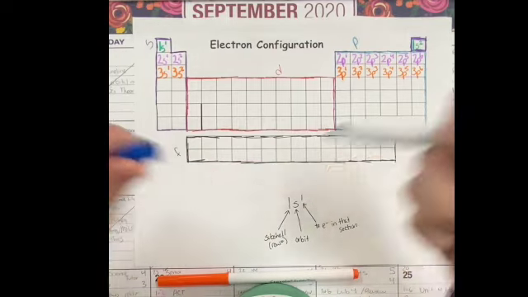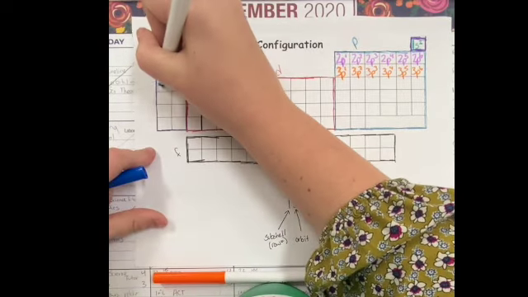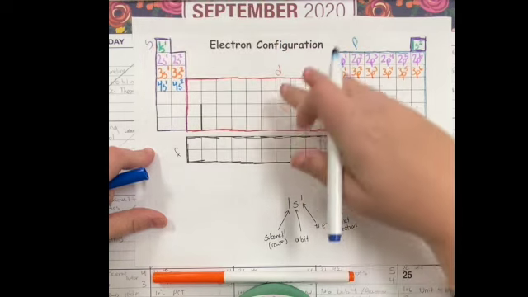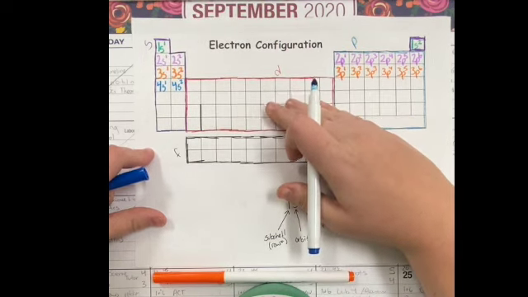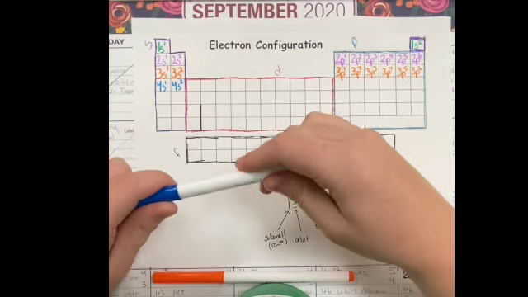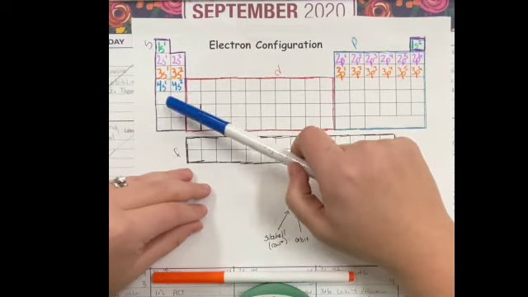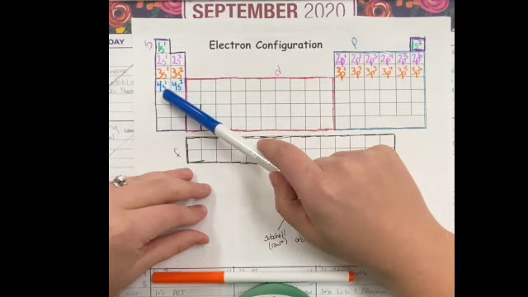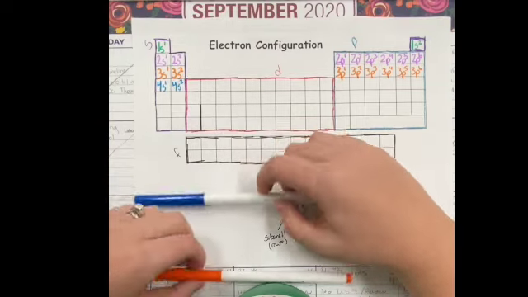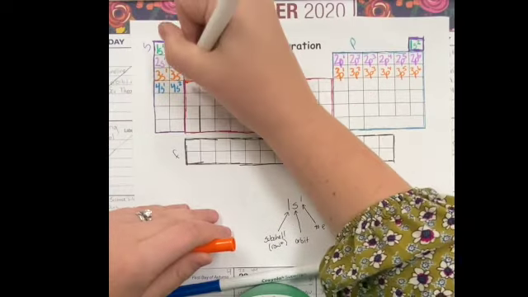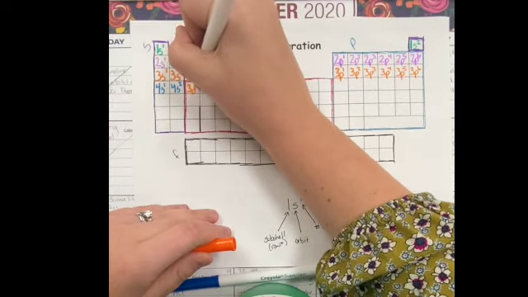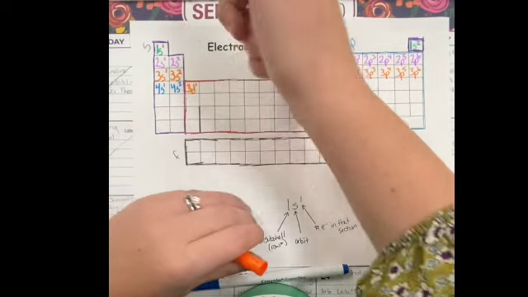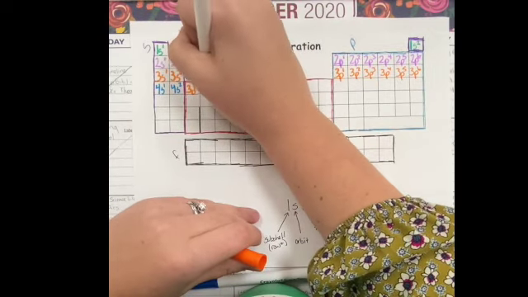Now I have number 4: 4s1, 4s2. So now we're in the D section. Now D's a little different. D is always one step behind whatever's going on with the S's. So since this is 4s2, then this is going to be 3d1. So it's always one step behind whatever's in the S's. So it's 3d1. This will be 3d2.